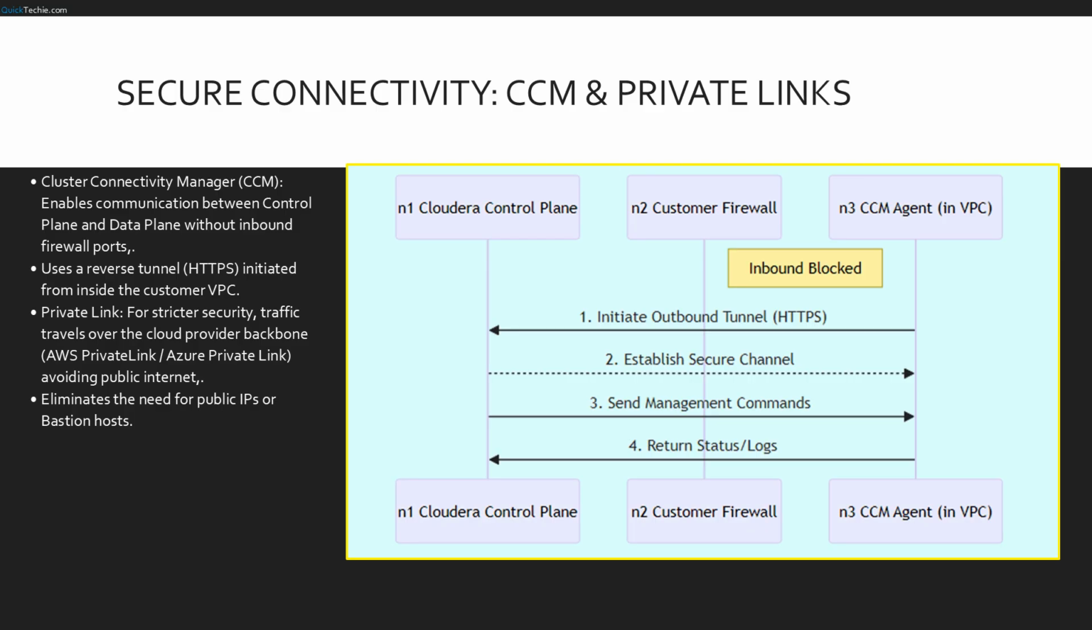Observe the sequence of secure connection. The Cloudera control plane is on the left, and your VPC agent is on the right. The firewall blocks all inbound traffic. The connection starts at step 1 with the agent inside your VPC reaching out to Cloudera. Once this tunnel is established, Cloudera can send commands back down through it. Step 3. Ensuring full manageability without exposing your network.